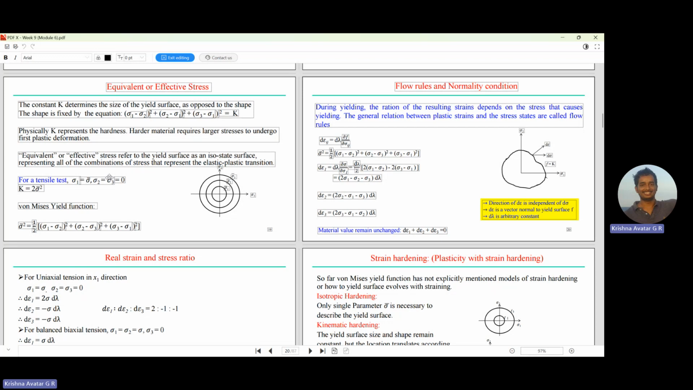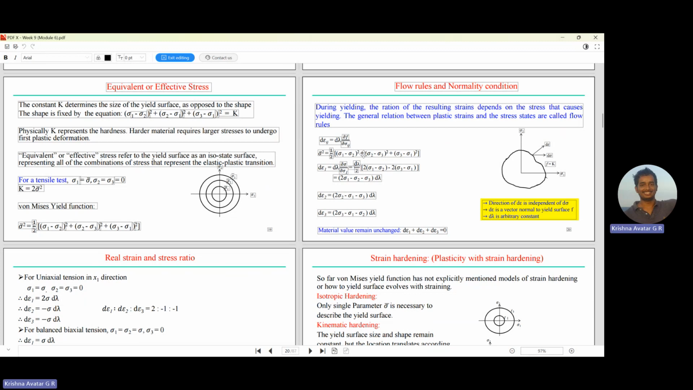And for a tensile stress, we have sigma 1 equal to sigma bar, and sigma 2 equal to sigma 3 equal to 0. In that case, we'll have K equal to 2 sigma bar squared. So in that case, the von Mises yield function is how we'll write it, because we'll put the K value here, isn't it? So this is how we'll be getting it.